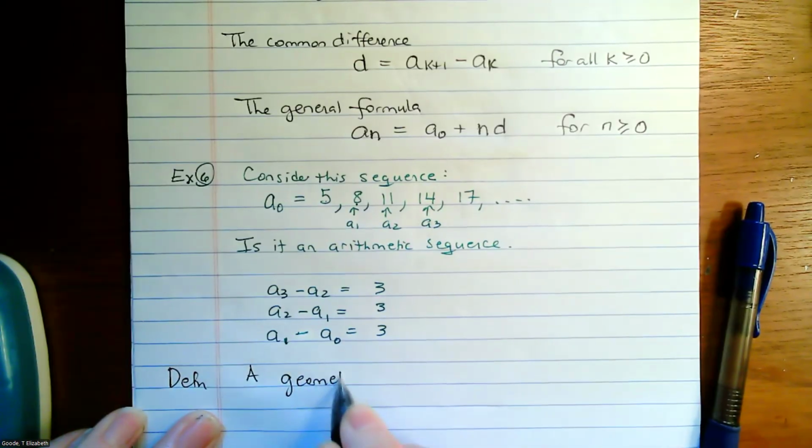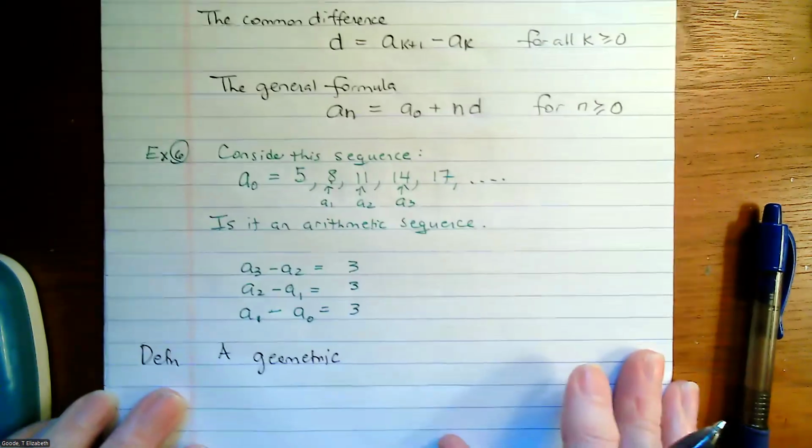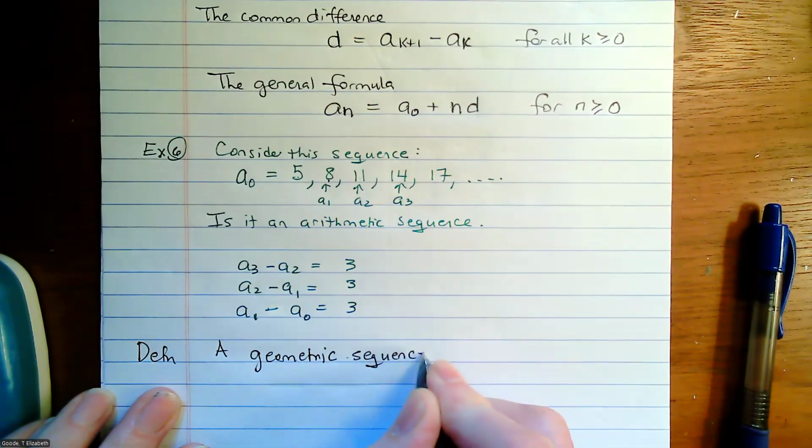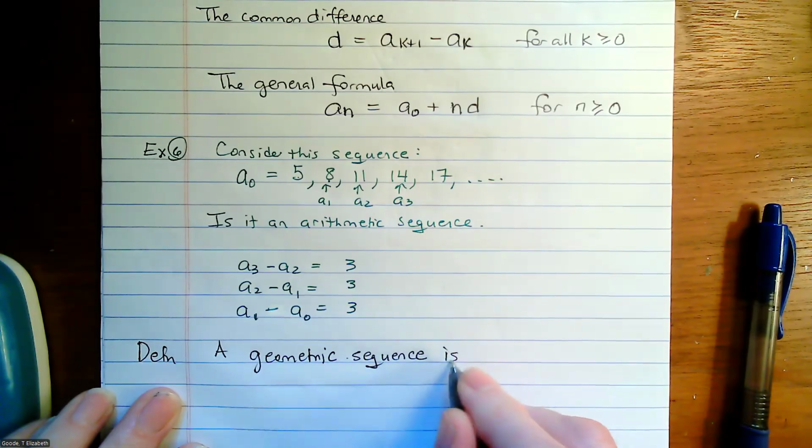A geometric, and again, if I bug out, it's because of energy. BGE is trying to have a storm here.